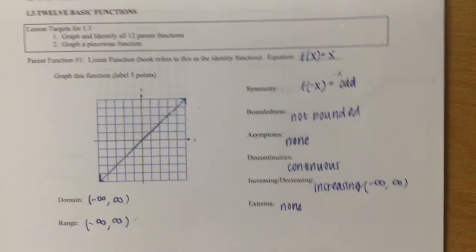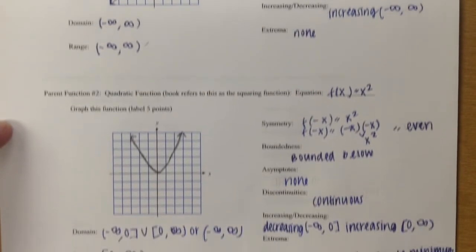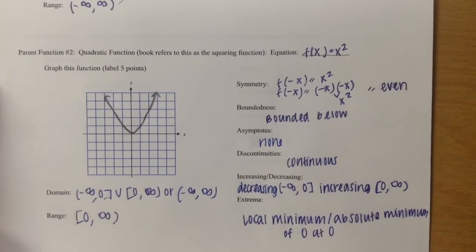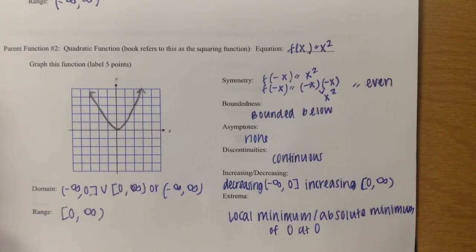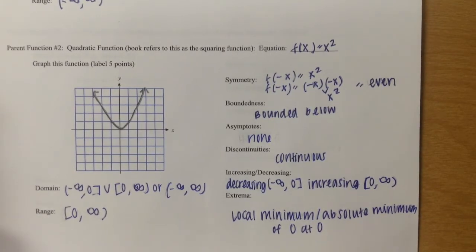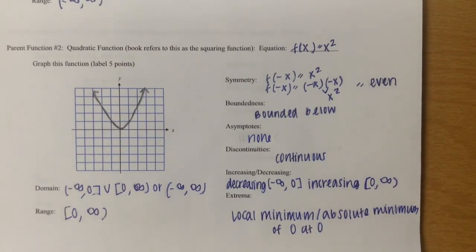The second parent function is f of x is equal to x squared, which is a quadratic function. The domain is negative infinity to 0, bracket, and then the union, bracket 0 to infinity. The range is 0 with a bracket to infinity.